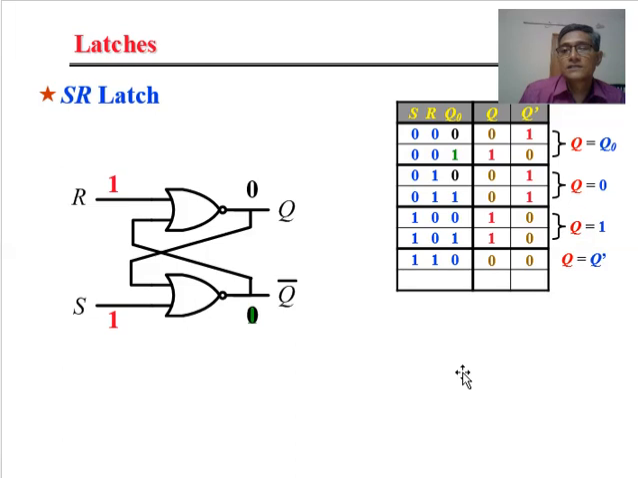But when both S and R are 1, 1, whatever the previous value of Q may be, the outputs Q and Q dash become 0, which is indeterminate, Q equal to Q dash. So when Q equal to 0, we say that it is a reset condition. Q equal to 1, we say it is a set condition.